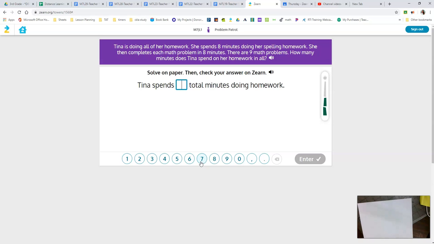She spends 8 minutes doing her spelling homework. So I'm going to say spelling is 8 minutes. She then completes each math problem in 8 minutes. So each math problem, they said 8 minutes? 8 minutes. But that doesn't tell us how many math problems there are. It's not until the very next sentence where it says, there are 9 math problems. So I'm going to have to say each, there's 9 problems.